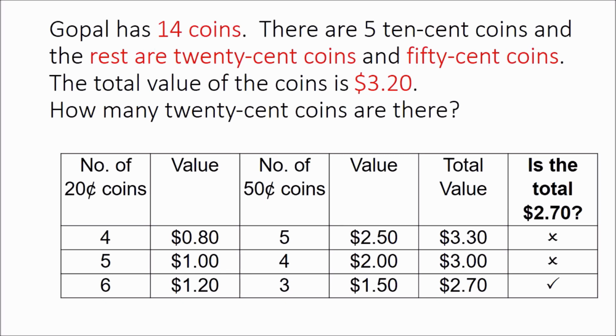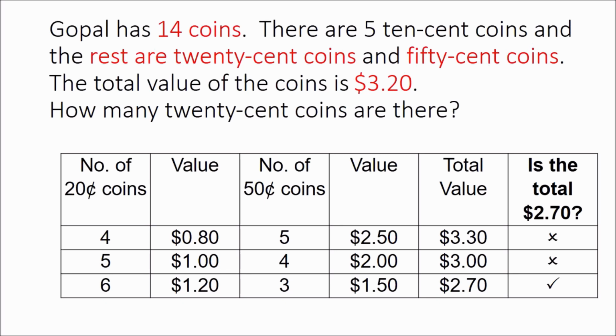Okay, let's look at other clues in the problem. The total value of the coins is $3.20. So now if you have 14 coins, you remove the 5 10-cent coins, you are left with 9 coins. So these 9 coins must be 20-cent coins and 50-cent coins. Also, 5 10-cent coins is 50 cents. If you remove 50 cents from 320, you'll get 270. So the value of the 20-cent coins and 50-cent coins must be 270.